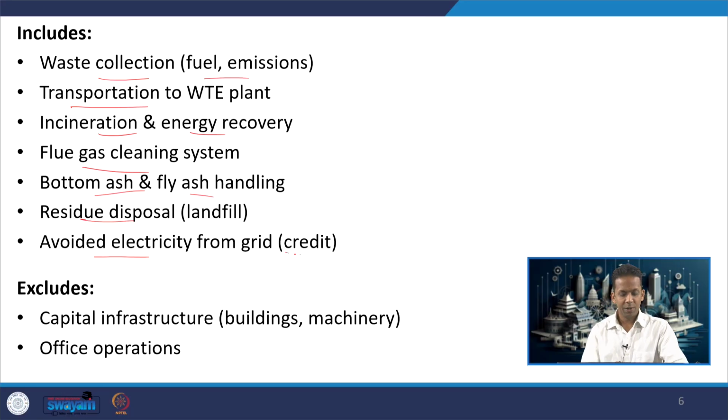from grid. That would be on the credit side, because we make an assumption that since some electricity obtained from waste is sent to the grid, it will reduce the fossil fuel load from the grid for that much equivalent amount of electricity. It excludes capital infrastructure, that is building, machinery and office operations from the LCA.